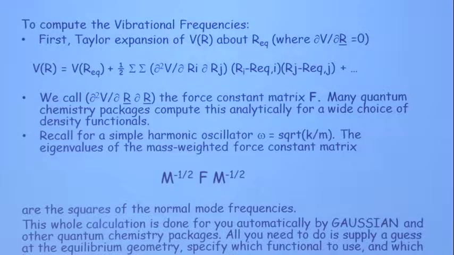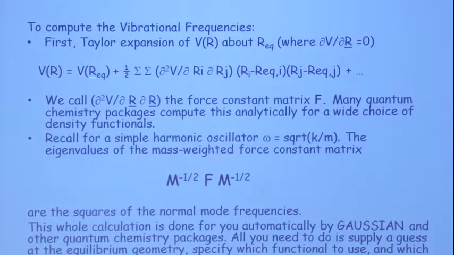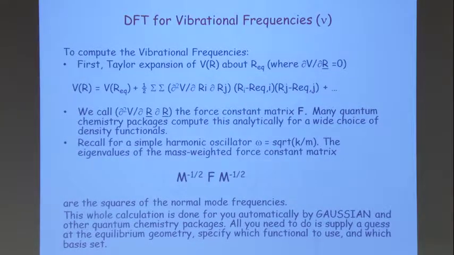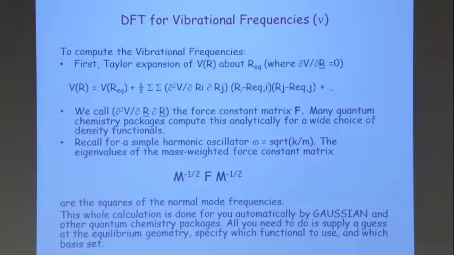All right, so this is the Taylor expansion. The DFT program finds the equilibrium, then computes its energy, then computes the second derivatives of V with respect to each of the nuclear displacements, the displacements of the atoms. This thing is called the force constant matrix. Sometimes people call it F. And a lot of quantum chemistry programs actually compute this analytically to make it faster. So instead of doing finite differences, they actually analytically compute the second derivative.